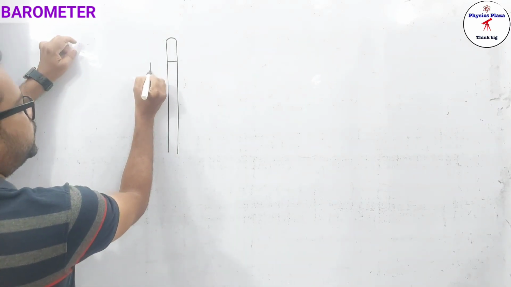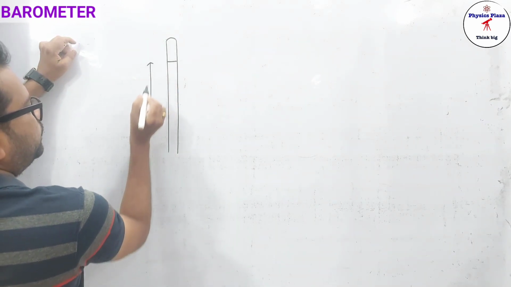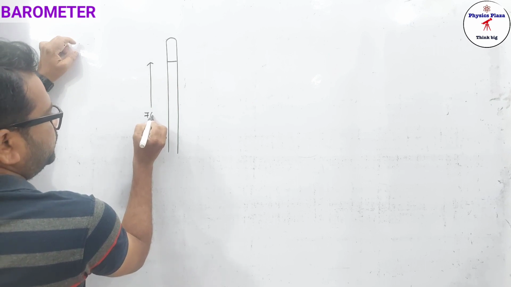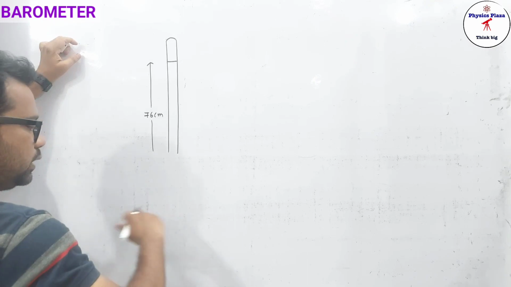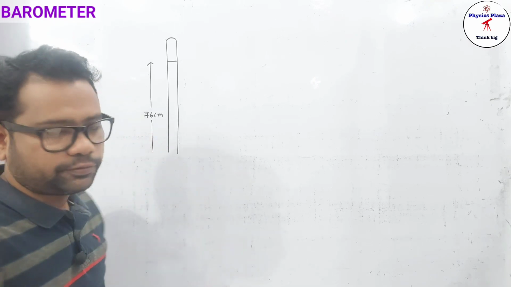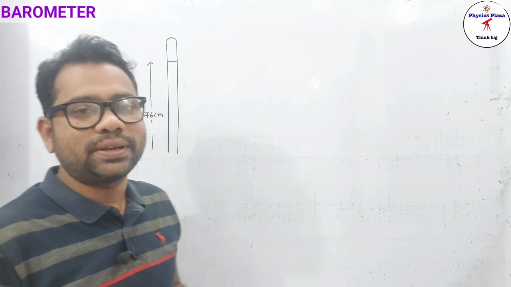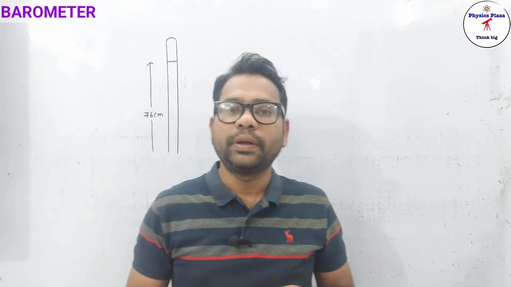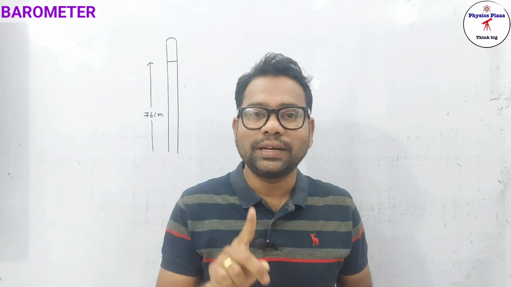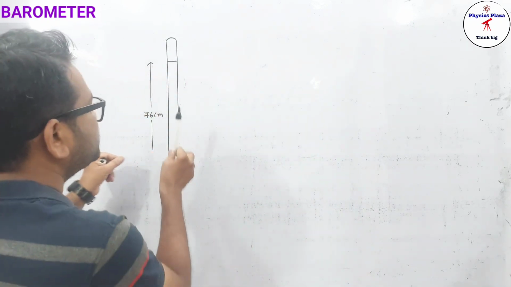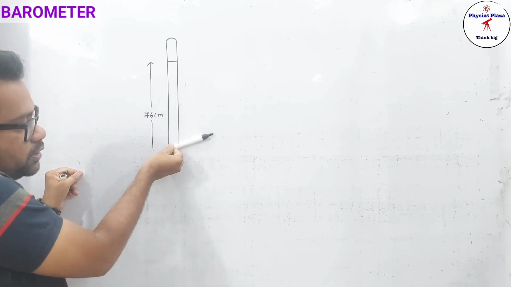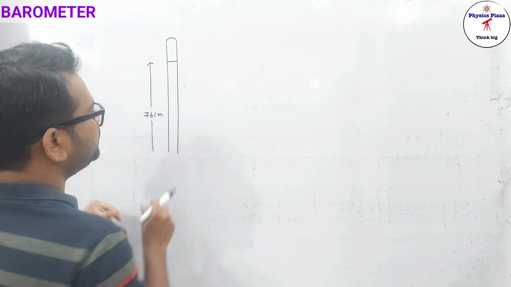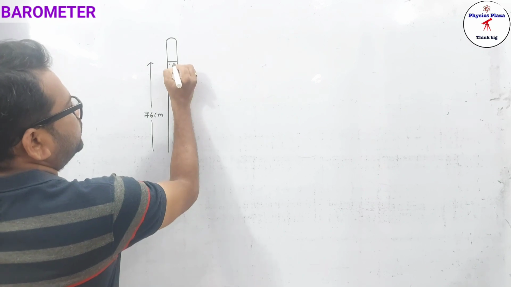So this is the height till here, whatever, just 76 centimeters from here to here. Okay, let it be till the level of the mercury in the trough. Now what happens if this tube of mercury is tilted slightly? It is not tilted that much, for example, we are not tilting this much, very, very slightly.